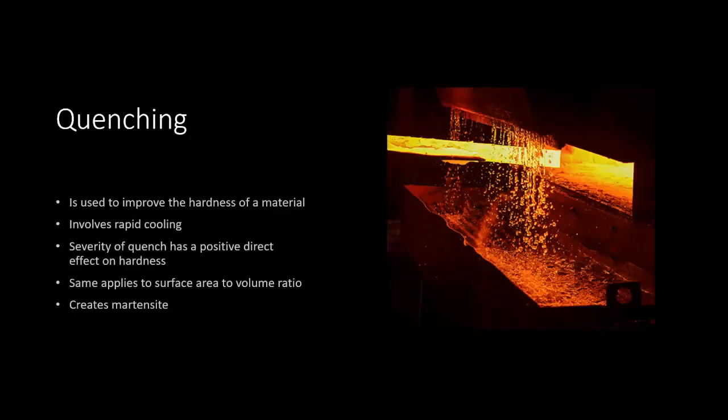Quenching is a method used to improve the hardness of a material. It is accomplished by heating a material to a certain temperature, but after it is heated, it is not air-cooled, and instead is rapidly cooled. This can be accomplished with a water or mineral oil bath.